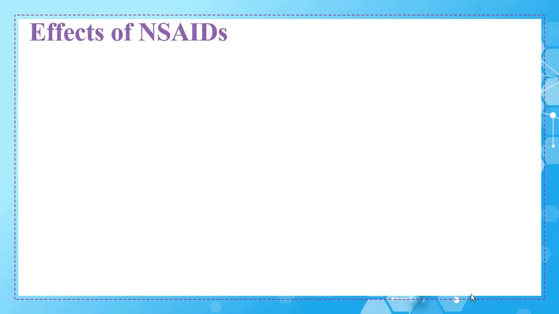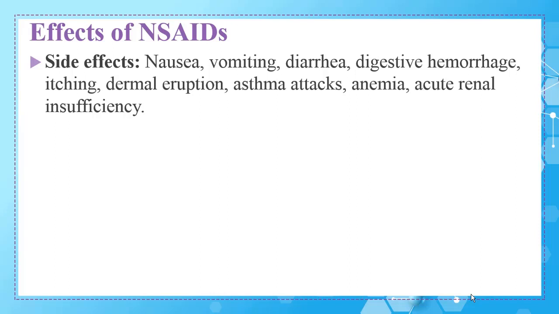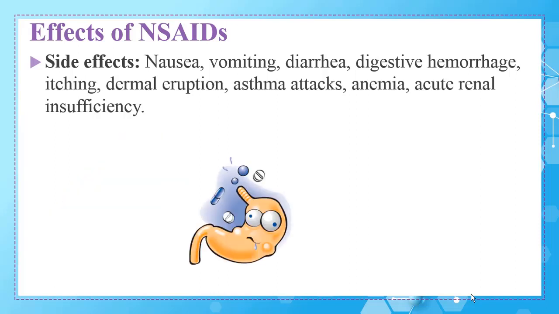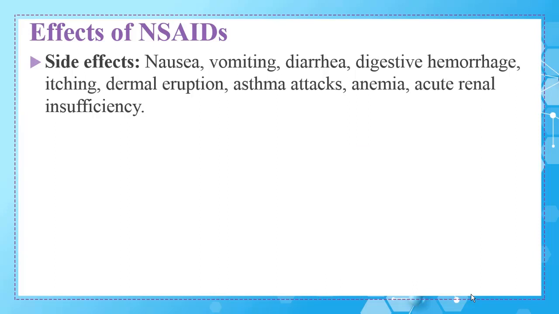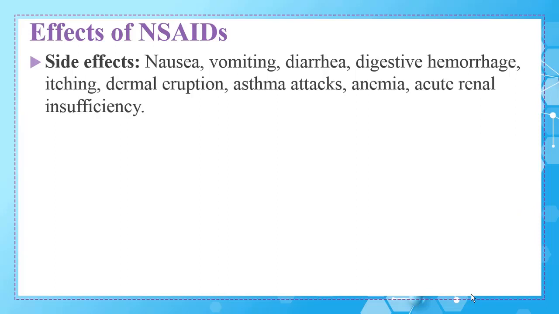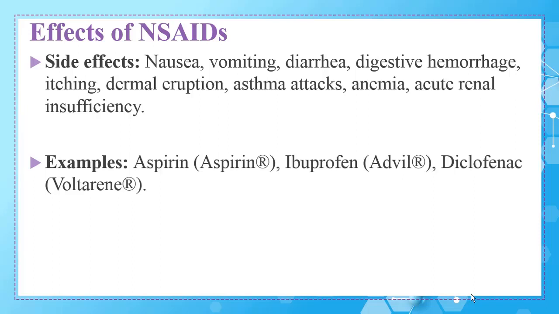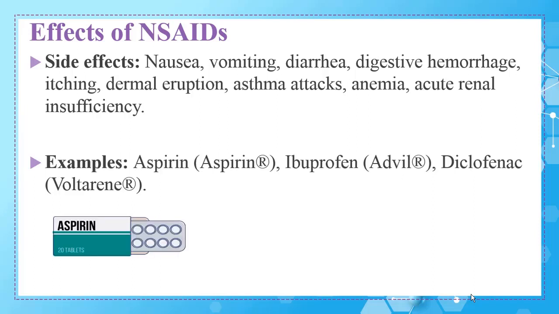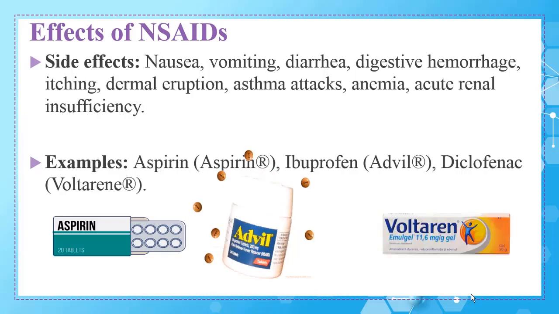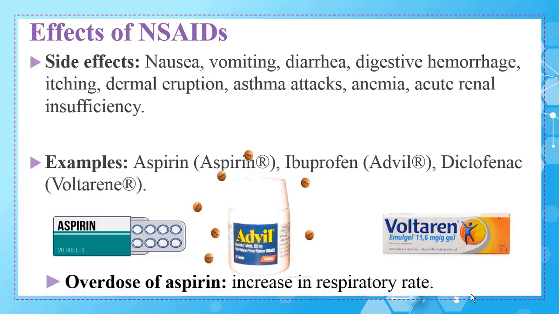Non-steroidal anti-inflammatory drugs have many side effects. I think that you know the most important one. They cause stomach ache or bleeding problems, nausea and vomiting, diarrhea, itching, dermal eruption, asthma attacks, anemia, and acute renal insufficiency. Here are different examples of non-steroidal anti-inflammatory drugs. We have aspirin, ibuprofen, and Advil. The overdose of aspirin causes increase in the respiratory rate.